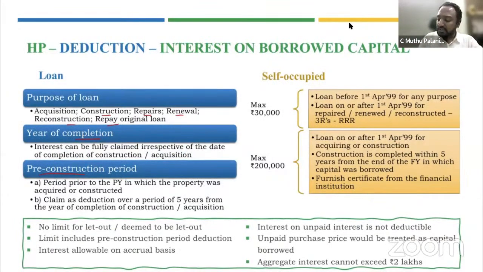And there are no restrictions, no limit for interest on let out and deemed to be let out, because for deemed to be let out also you are calculating a rental value. So the rental value could be actual rent or the expected rent, whatever it is, it could be let out or deemed to be let out, but there is no limit. There is no limit on the house property as such.